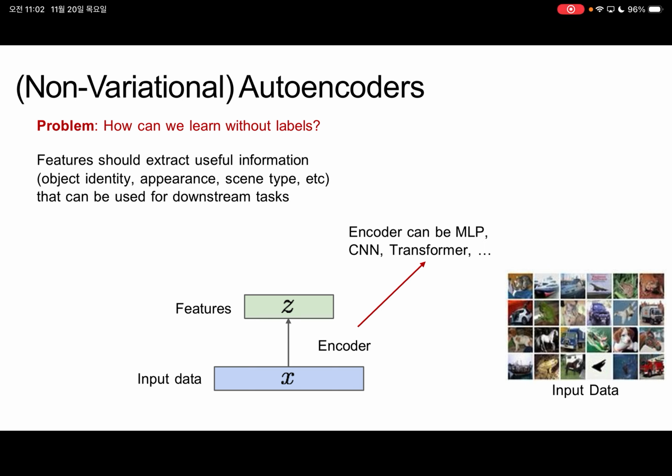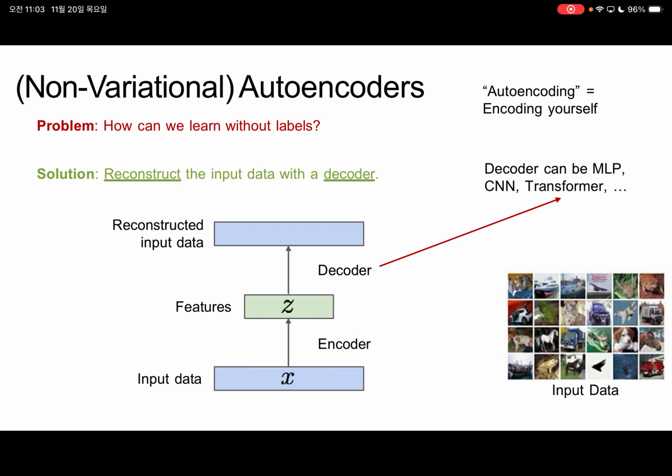But here we take an unsupervised learning strategy. So without labels, we simply reconstruct the input image, input data, using a decoder. And auto-encoding means, auto means itself. Automatic teller machine or automobile, that also belongs to itself. So the solution is to reconstruct the input data with a decoder. The decoder also can be any architecture, MLP, standard transformer, anything. That is not important.